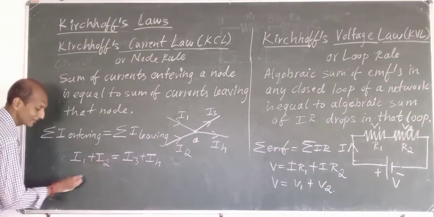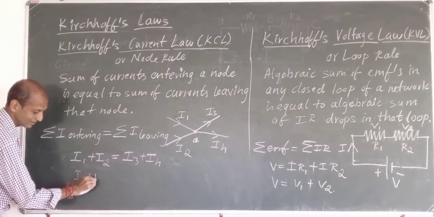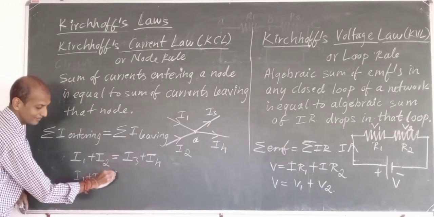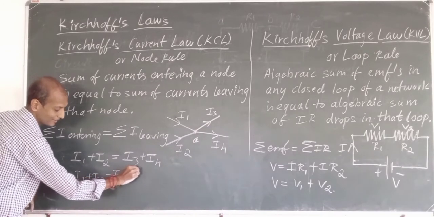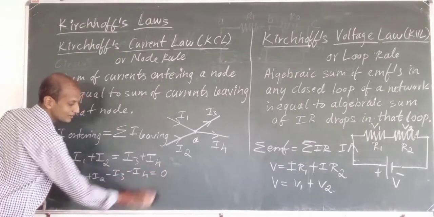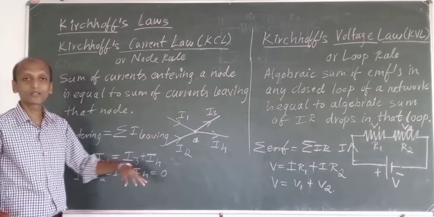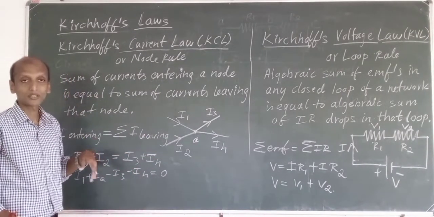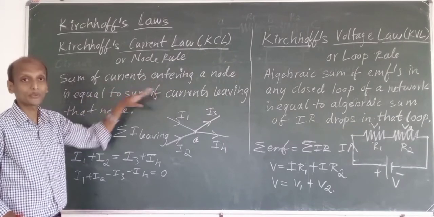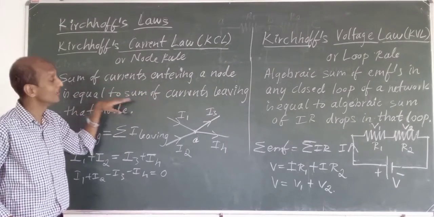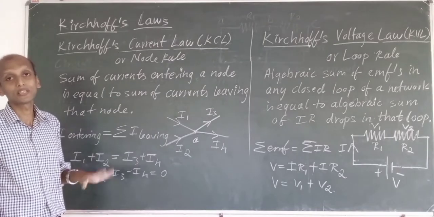Okay. So I can write this equation as I1 plus I2 minus I3 minus I4 is equal to 0, isn't it? So this is how I can go for the Kirchhoff's current law: the sum of currents entering a node is equal to the sum of currents leaving that particular node.